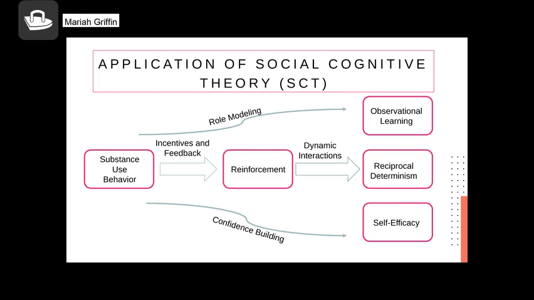Observational learning emphasizes the role of role models. When students see peers successfully abstaining from substance use, they're more likely to follow suit, demonstrating the importance of social modeling, according to Hadari. Self efficacy is critical in building confidence to resist substance use. Skills based training and peer support can help students feel more capable of making healthier choices, according to Hadari.